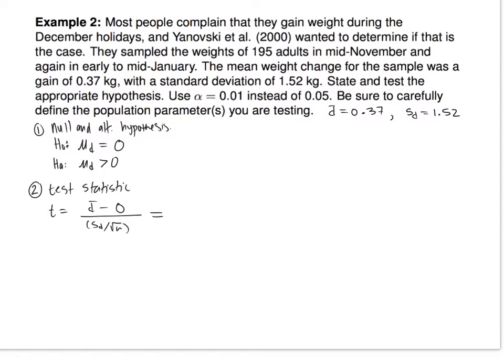So, what goes in for D bar? 0.37 over 1.92 over 135. Good. Okay, I got that T was equal to 3.399, or T equals, I guess, 3.4 would be how that would round, wouldn't it? Anybody else get that? Yeah? Okay, great.